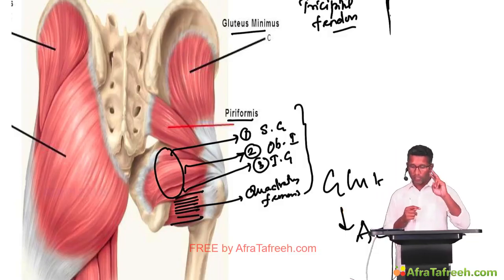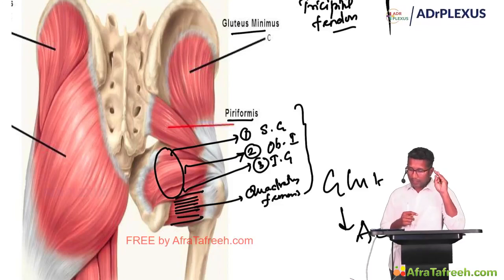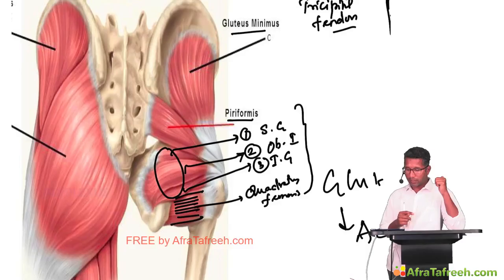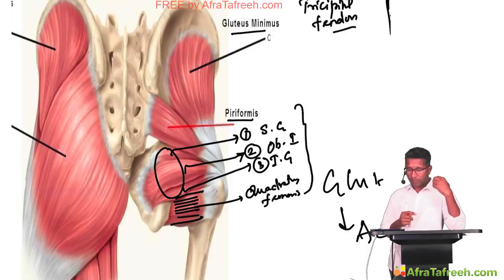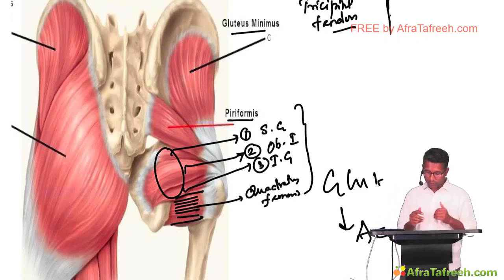So only two muscles take origin from within the pelvis. One is piriformis, another one is obturator internus muscle. Anashwara, are you clear with this? There are two muscles which take origin from within the pelvic surface, or inside the pelvis: piriformis and obturator internus. Superior gemellus, inferior gemellus, quadratus femoris take origin from the gluteal surface.